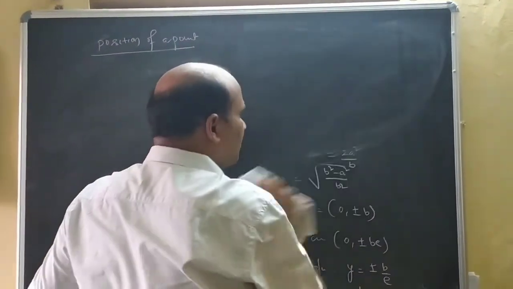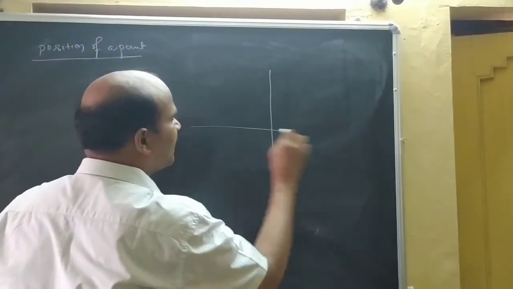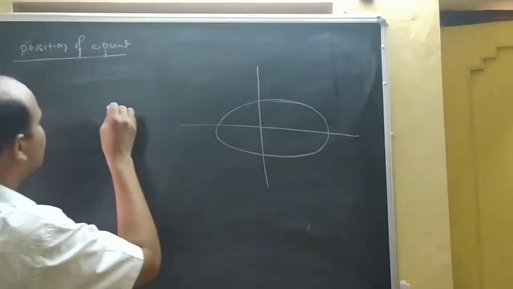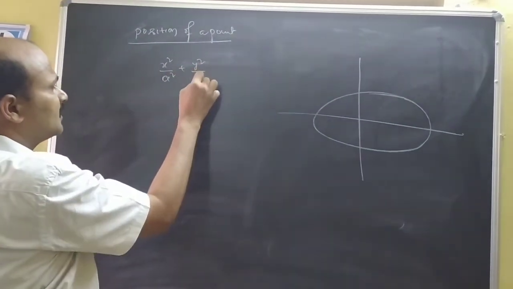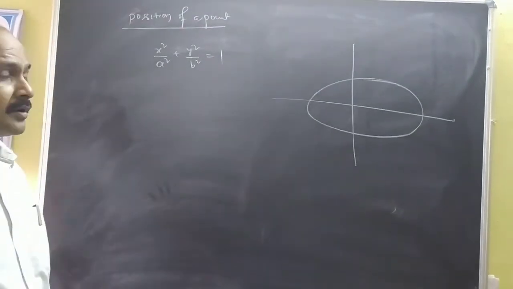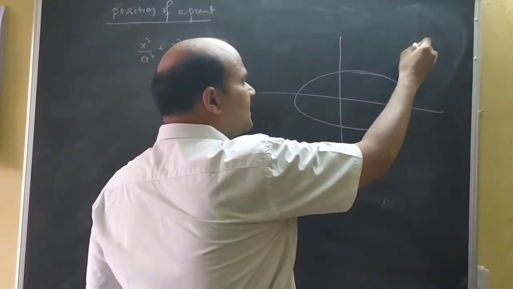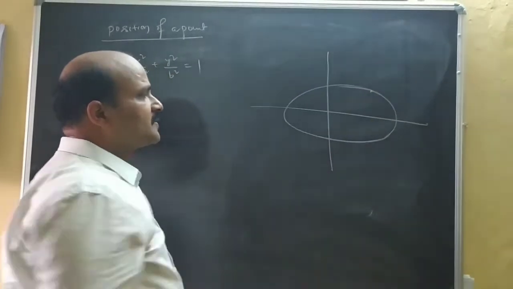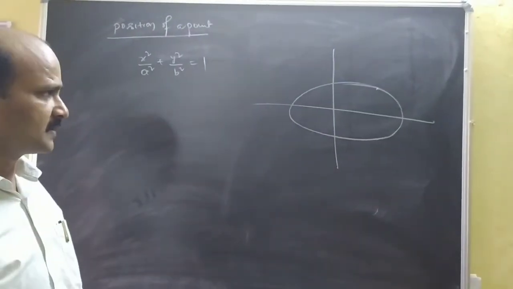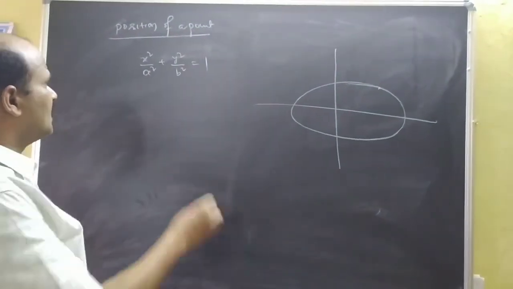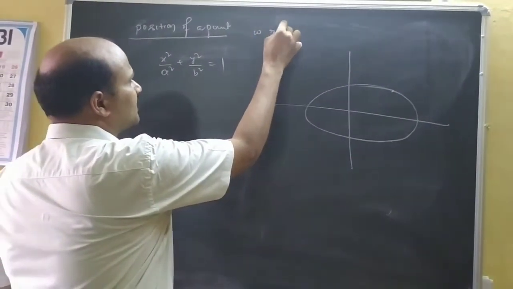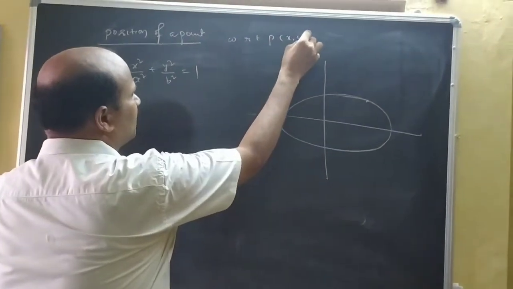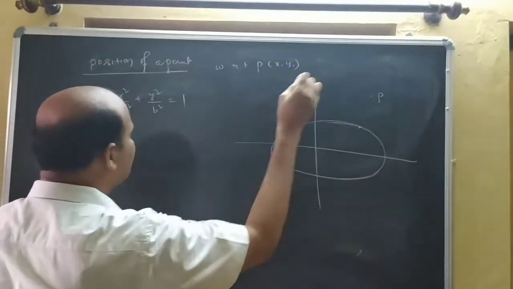Now the point P may be anywhere with respect to the ellipse. Now the ellipse is x square by A square plus y square by B square is equal to 1. Now P may be either outside, on the ellipse, or inside the ellipse. Therefore, with respect to the point P, x1 comma y1, suppose the point P is here.